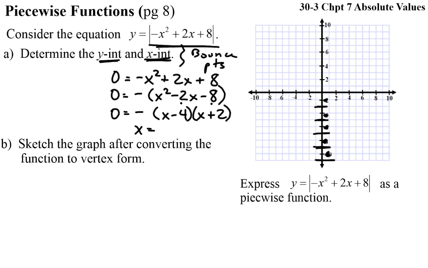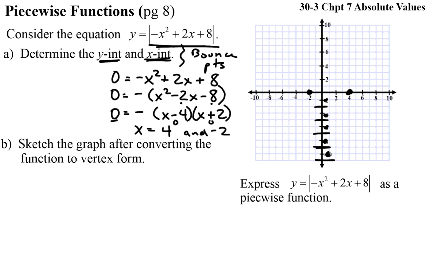So what will x equal? The expression will equal 0 if x is 4, and we'll get a value of 0 if x plus 2 is 0, which would be x equals negative 2. So we have 4 and negative 2 as our bounce points. There's our x-intercepts. Those should be our bounce points for our regular graph to the absolute graph.